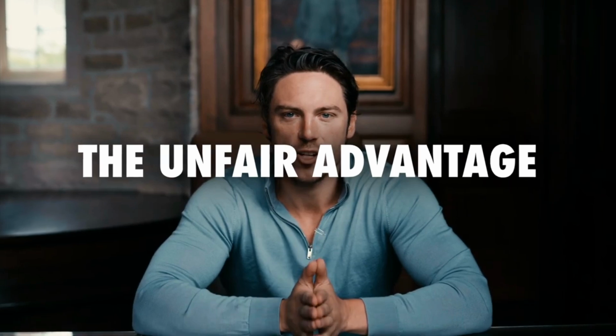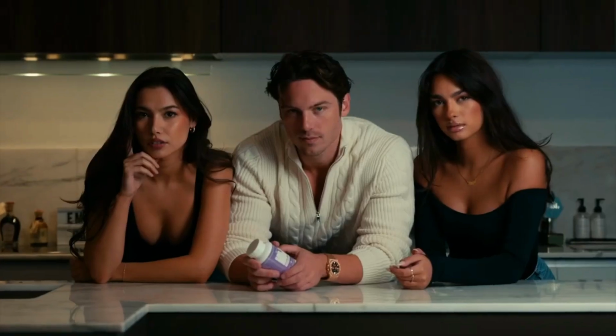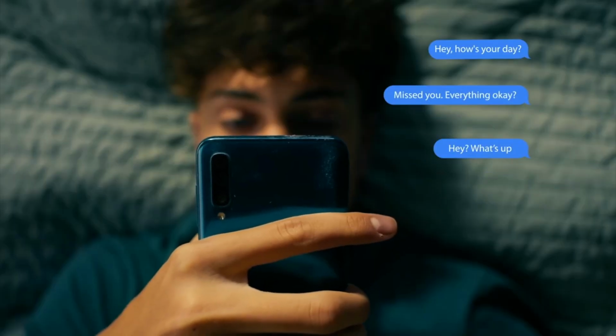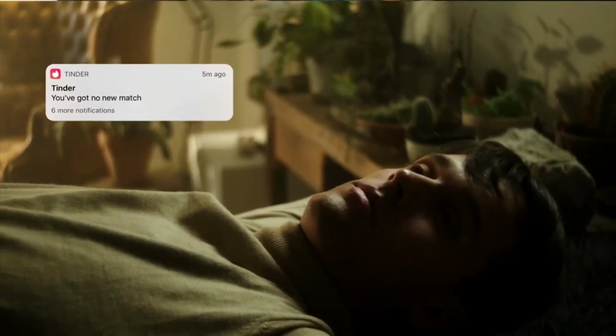The unfair advantage that allows some guys to almost magically attract women, effortlessly slide from one girl to the next, and get chased, loved, and adored by 10 out of 10 women, while you may struggle to get a text back, quality matches on Tinder, let alone serious dates or a girlfriend.